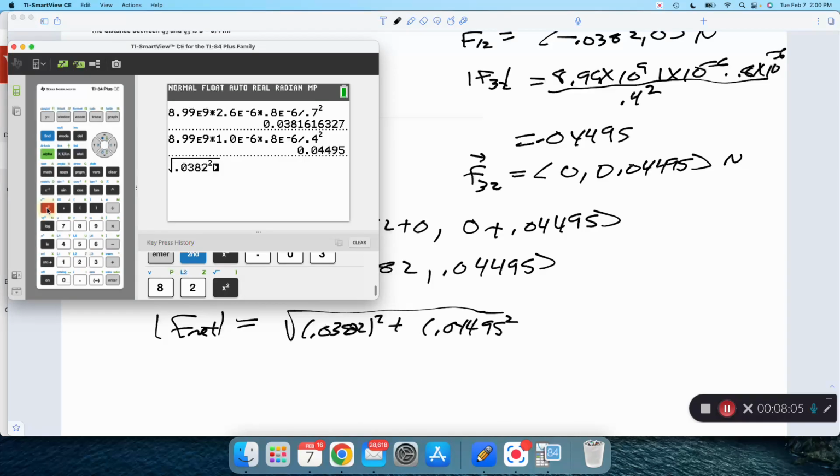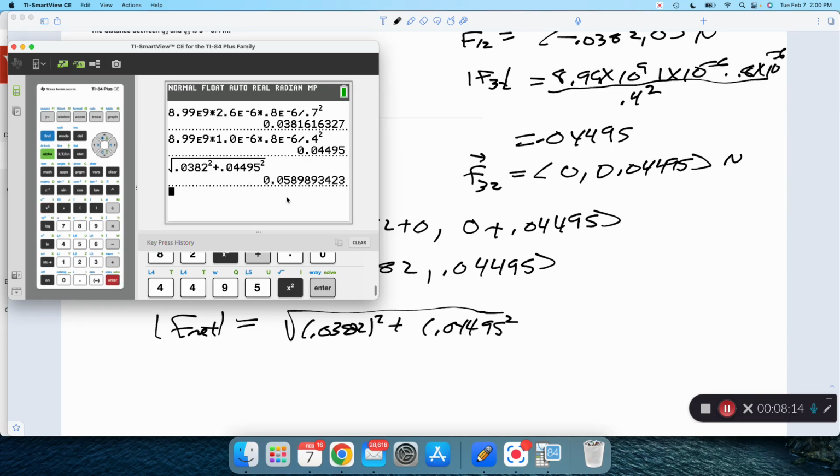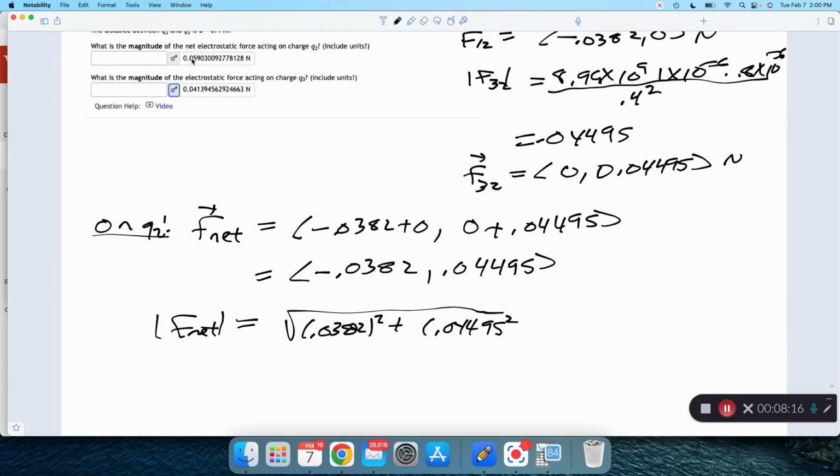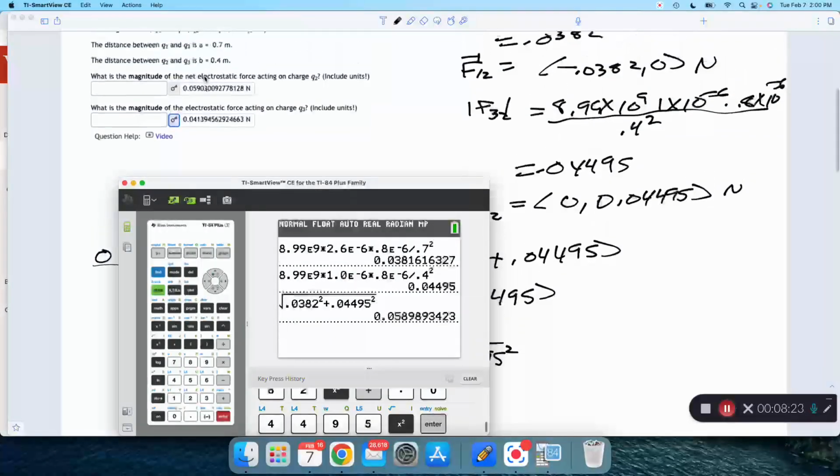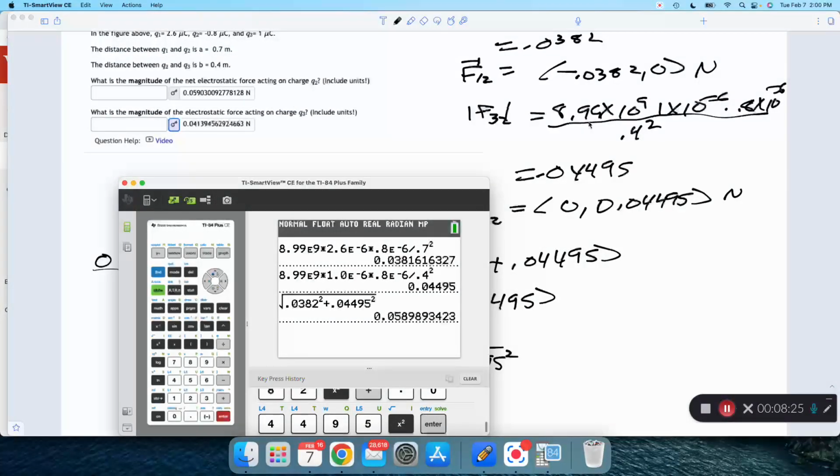And I got a little squared button right there. And I get that number, which is exactly what they have for the answer. Now there's a little rounding going on. Whoever wrote this problem probably used 9 times 10 to the 9th for K, but it would absolutely give me credit for this. Okay, so that's just rounding error.